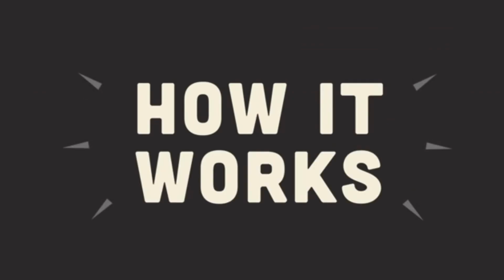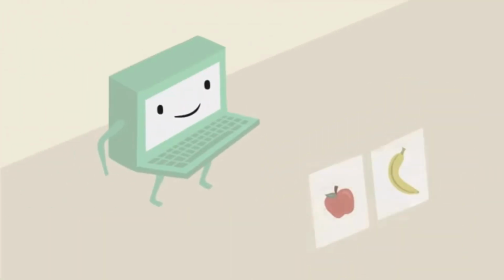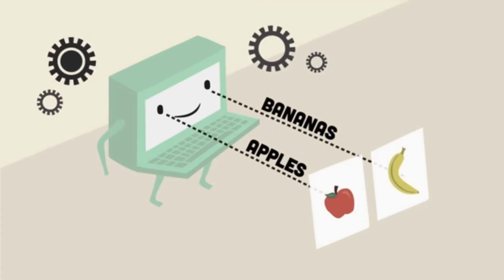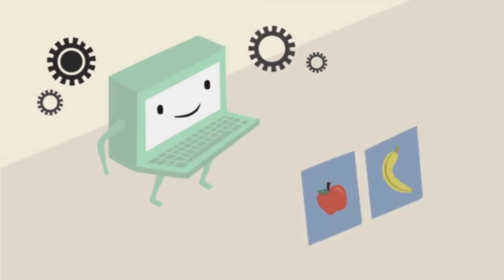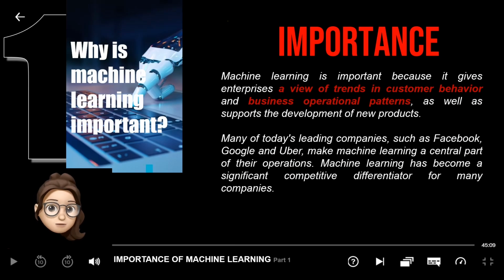Let's say we want a program that can tell the difference between apples and bananas. First, we'll give it some labeled pictures of each. The program will then look for patterns in the fruits and start to remember them. It can then use these memories to look at unlabeled pictures of apples and bananas and determine which is which, all on its own. Why is machine learning important?